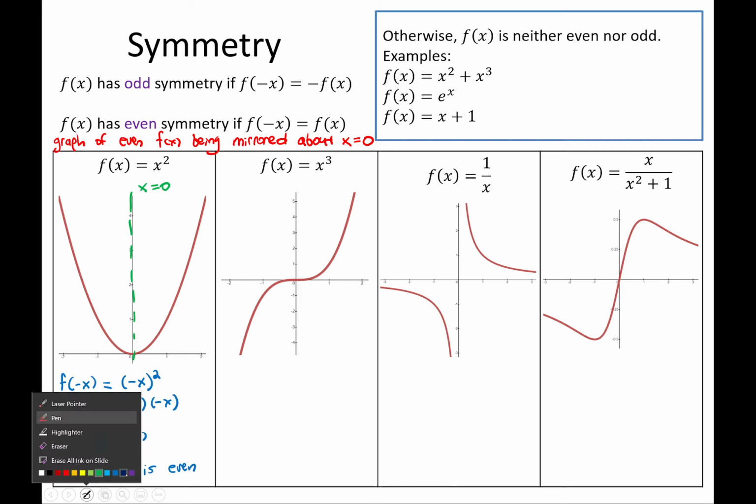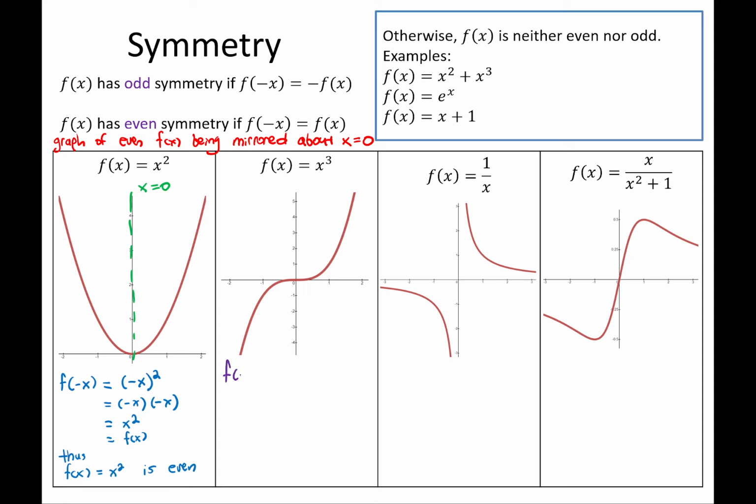Okay, the next function, f of x is equal to x cubed. Check its property, if it's even or odd, or maybe it's neither. Let's find out. So f of negative x is negative x cubed, which is negative x times negative x times negative x. Three negatives will give you a negative. X times x times x gives you x to the power of 3. So we get the negative of the original function. Thus, this f of x is odd.